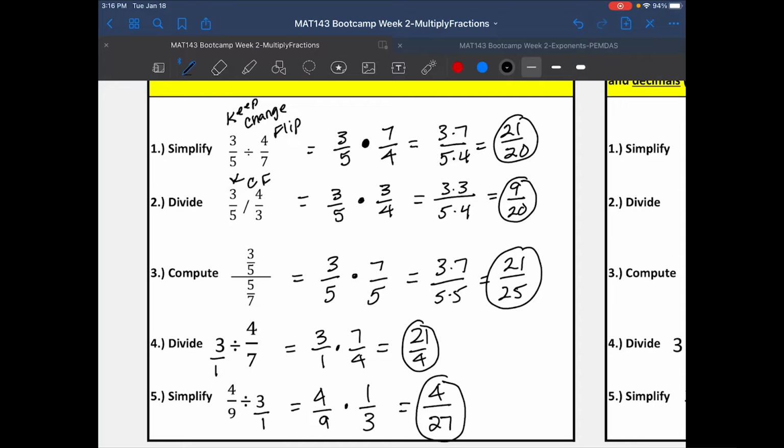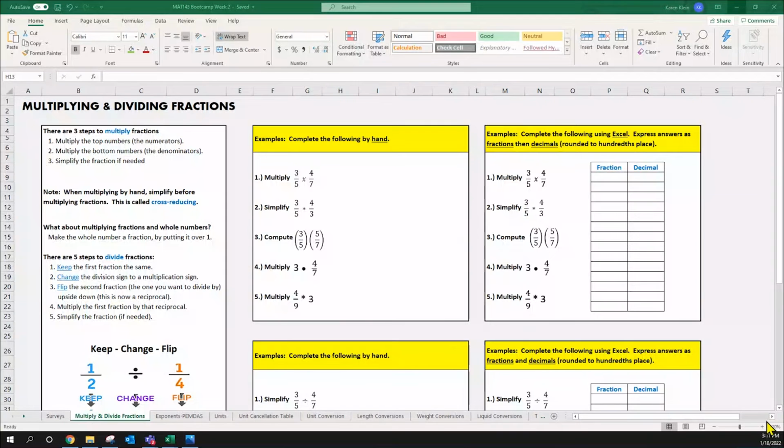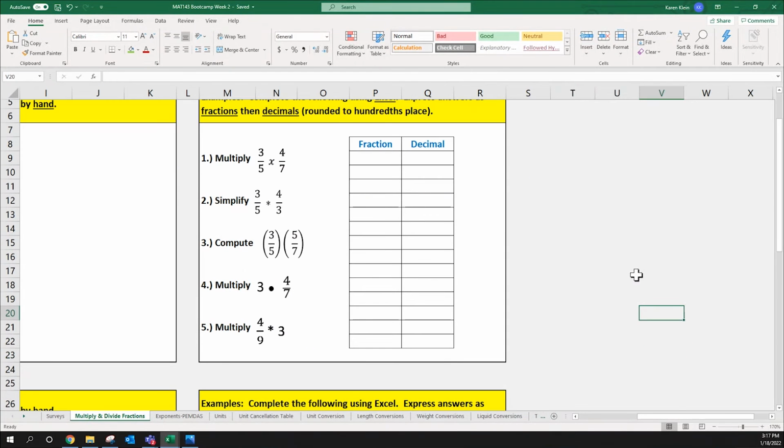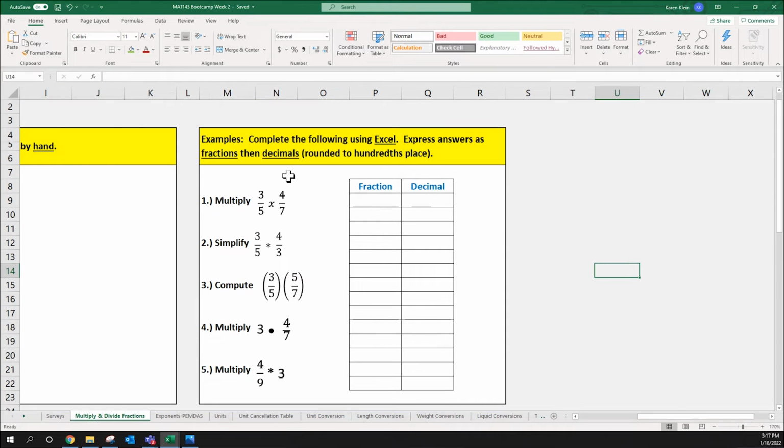All right, we are going to now head back over to our Excel. So I'm going to switch my screen again here. And now let's practice just some of these. We don't have to do all of these using Excel. So in this example here, I want us to complete the following using Excel because Excel is going to be a tool that we're going to rely heavily on in Math 143. So let's take some math that we know how to do by hand and let Excel do the calculations for us.